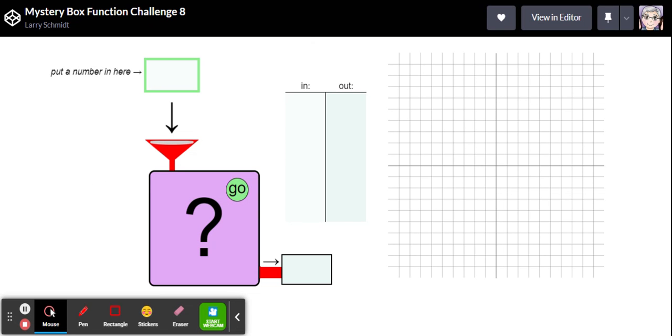We've got our purple mystery box here. You're going to put some numbers in the top and see how they're transformed when they come out the bottom. From that information, and you'll get a chart to keep track of how they're transformed, you'll even get a graph which might help you. Your job is to figure out what is going on inside this mystery box. What's the math that's being done to these numbers?